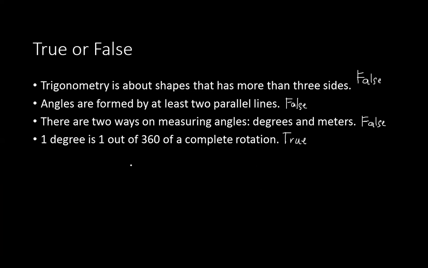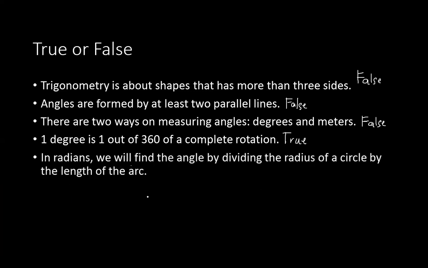Next, in radians, we will find the angle by dividing the radius of a circle by the length of the arc. Let me repeat that. In radians, we will find the angle by dividing the radius of a circle by the length of the arc. Is this true or false? If your answer is true, then you're wrong. Why?